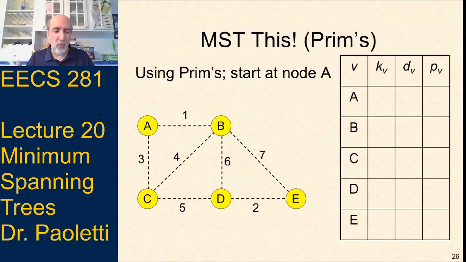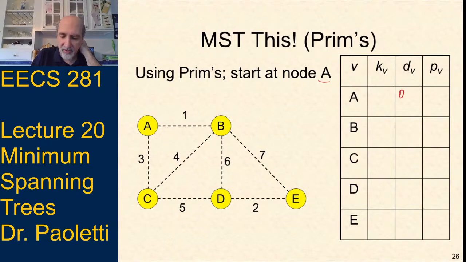Okay, so what I want you to do is take a few minutes and find the MST of this using Prim's. If it says start at node A, that means everybody starts out as false. I'm going to leave the falses out of the table, because if there's no T there for true, it must be false. Everybody has a distance of infinity except for A. That's what it means by start at A.